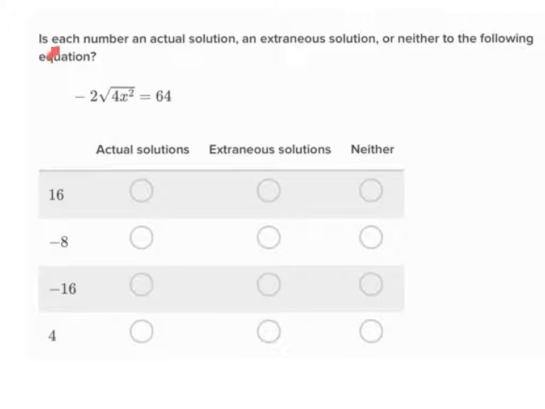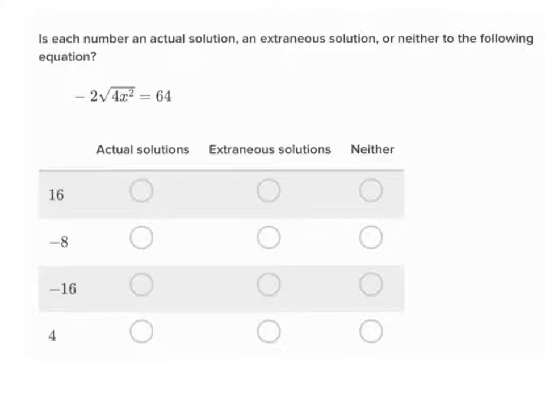So the problem says, is each number an actual solution, an extraneous solution, or neither to the following equation? And then they give you this equation, and they want to know, are these 4 actual solutions, extraneous solutions, or neither? Now, here's what you cannot do. You cannot do the old MCT deal where you plug 16 in and hope it works. And then you plug -8 in and hope it works.